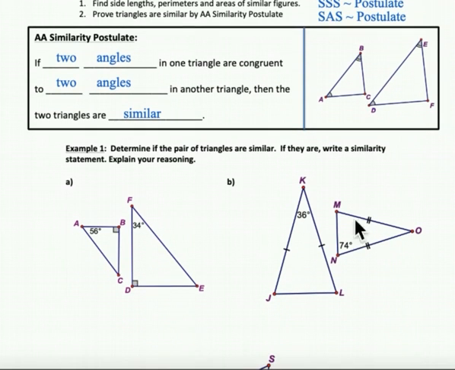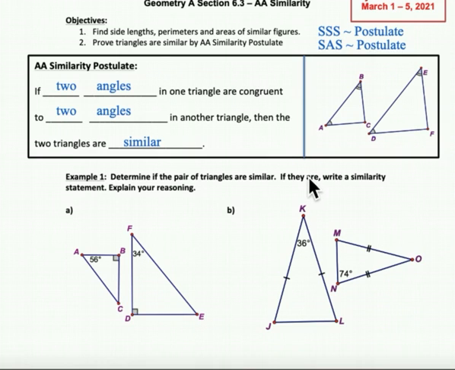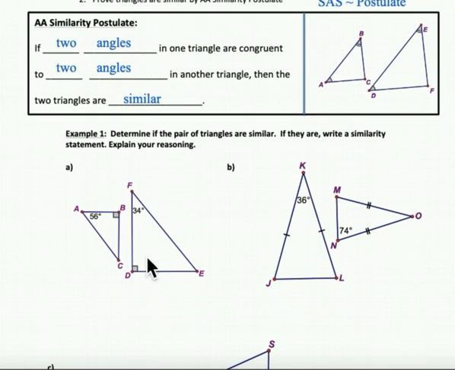For example 1, we're asked to determine if any of these three pairs of triangles are similar. If they are, write a similarity statement and explain how we know they're similar. At first glance, example 1a may look like we cannot use the angle-angle similarity postulate because I do not have two angles in one triangle congruent to two angles in the other triangle. However, it is always important that you find the missing angle measure if they're not all given before you come to any conclusions. So let's go ahead and do that.